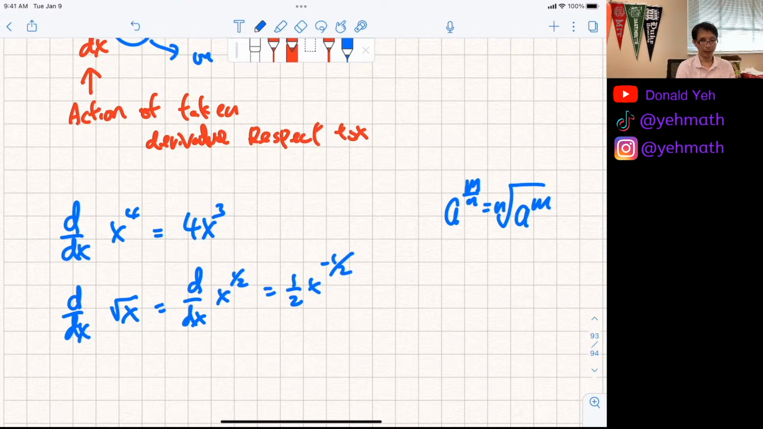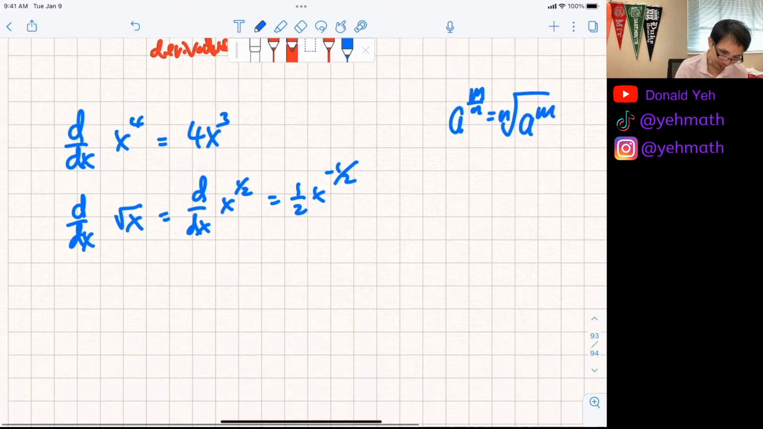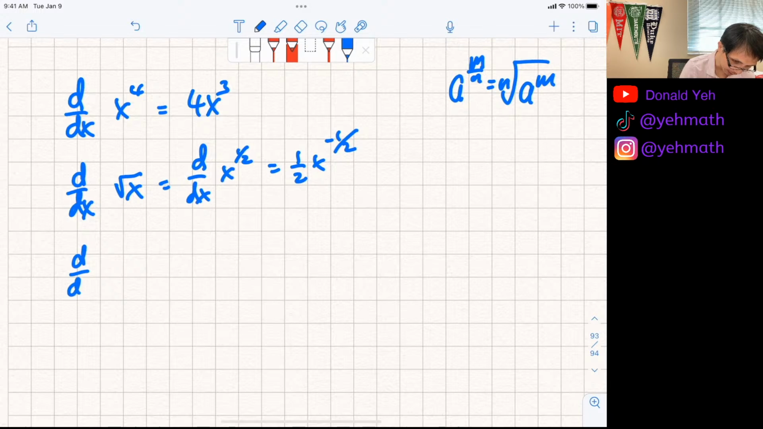Okay, so but 1/2 x to the negative 1/2. And that's it. Is that hard? No. Okay, so how about d/dx of this?